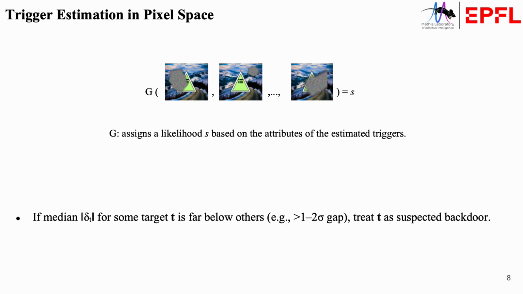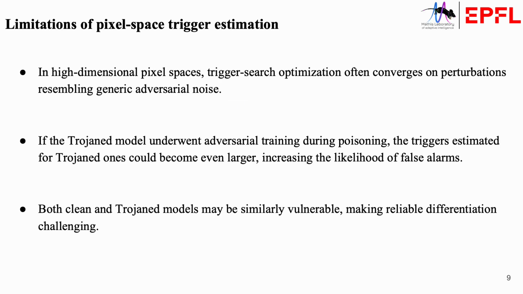The intuition is that a Trojan model can be pushed to predict the target label with much smaller input modification compared to a clean model. Therefore, smaller estimated trigger patterns indicate a higher likelihood of a Trojan. But in practice, these approaches have several limitations.